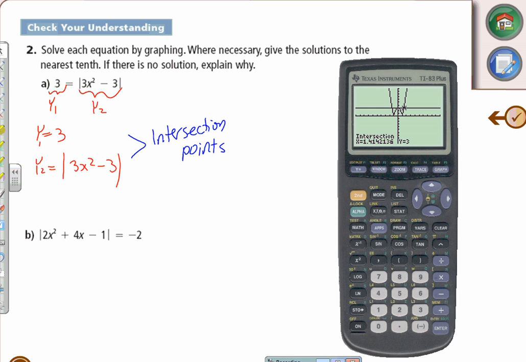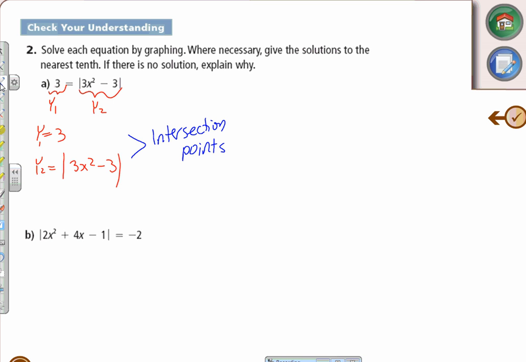Okay, so we've got the two different intersection points. One was negative 1.4142 dot dot dot. We also had the positive 1.4142 dot dot dot. The hardest one to always find is when it catches right on a maximum or minimum point. So let's go back to that calculator and look.